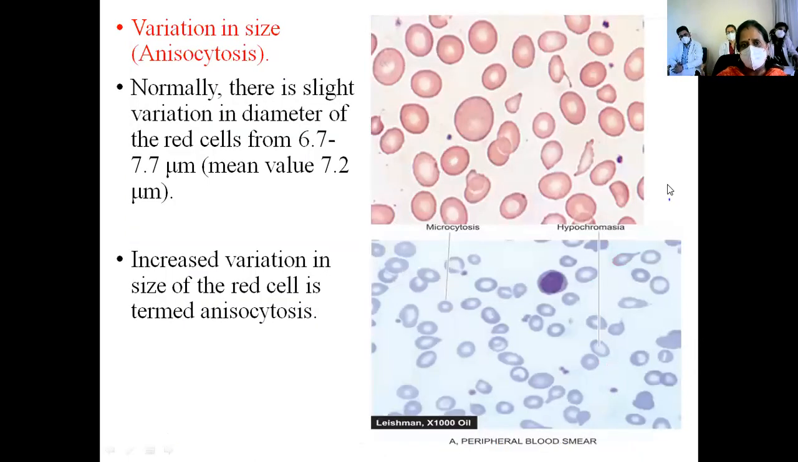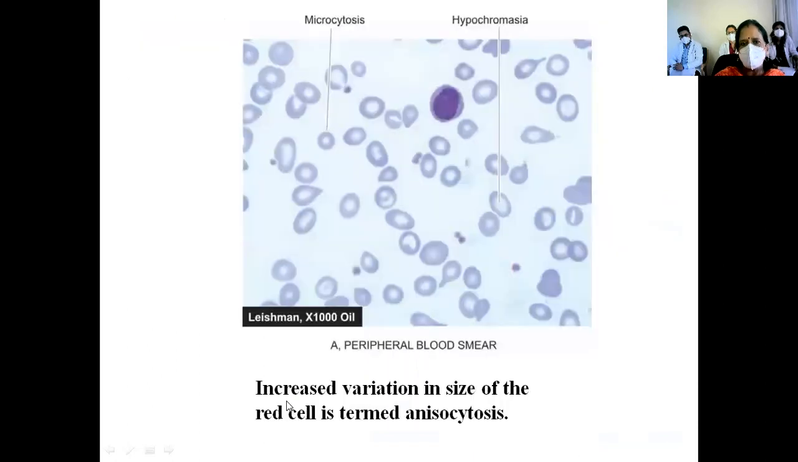So, repetition again, anisocytosis. What is anisocytosis? Variation in the size of the cells. This is large, this is teardrop, this is small, this is normal, this is normal, this is small. So that is anisocytosis. Poikilocytosis is increased variation in the shape. Normally there will be slight variation, but if it is marked, then we say whether it is moderate or marked variation.